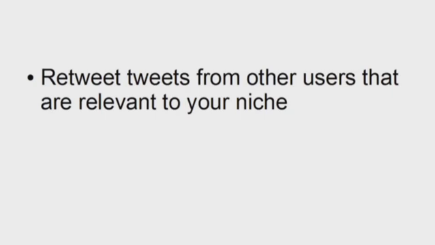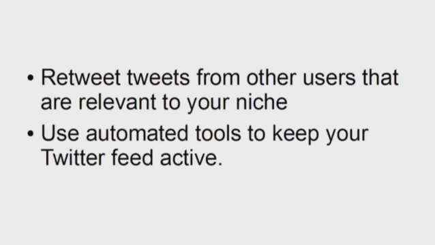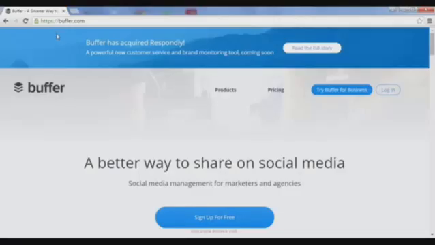because then that keeps your Twitter feed full of lots of different information. And of course, if you retweet people's tweets, they may well reciprocate and retweet your tweets. Something else that you can do is to use automated tools to keep your Twitter feed active. Now, one way you can really save time when you're updating Twitter is to automate it using a service like Buffer. And what Buffer does is it lets you write a whole bunch of tweets in one go. So whenever you have the time, you can sit down, you can write a whole bunch of tweets ahead of time.